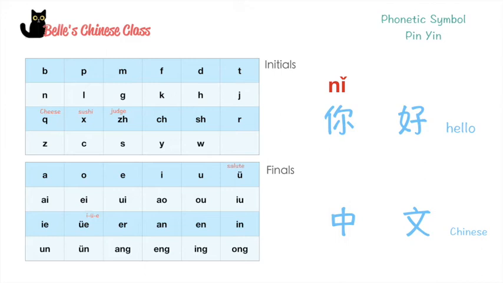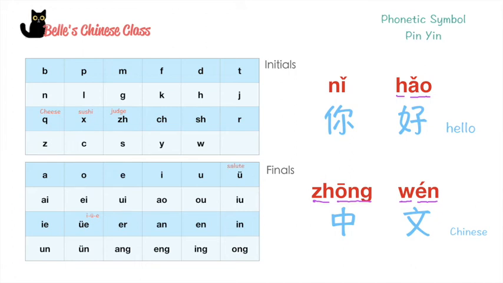Ni, ni, and then we add the third tone, ni. Let's see the second one. The initial is h, the final is ao, h, ao, hao, and we add the third tone, hao. Let's see this one, zh, ong, zhong, and the second one. This is in the second tone, wen, wen.